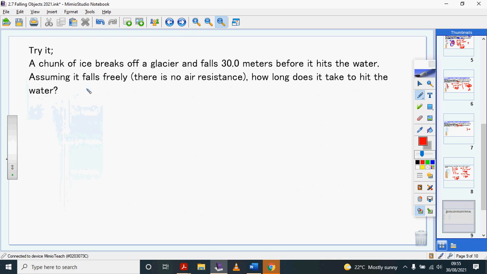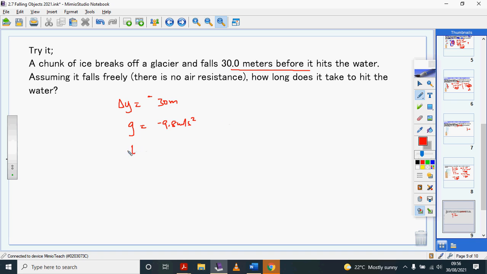Alright, so I want you to try this one. A chunk of ice breaks off a glacier and falls 30 meters before it hits the water. So they've given us a change in displacement of 30 meters. If you consider downwards as negative, then this is going to be negative because it is falling. Assuming it falls freely, there's no air resistance, and in most of this course there will be no air resistance, the acceleration due to gravity is also downwards, negative 9.8 meters per second squared.